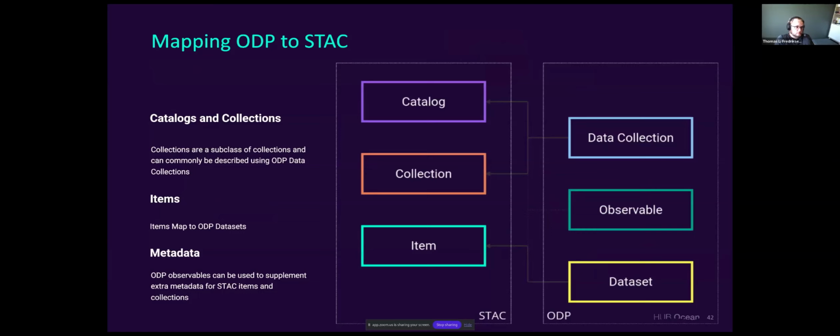The ODP is easily mapped to STAC, where catalog and collections are what we call data collections. And together with observables, they can basically describe a STAC collection. And the same is true for STAC items, where datasets together with observables can describe a STAC item.